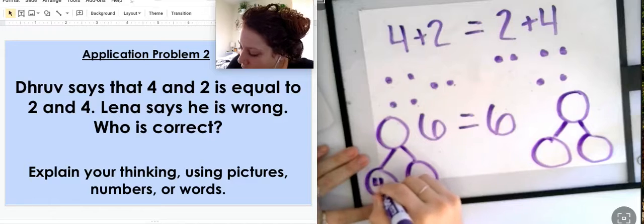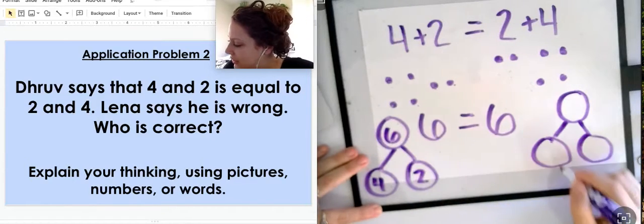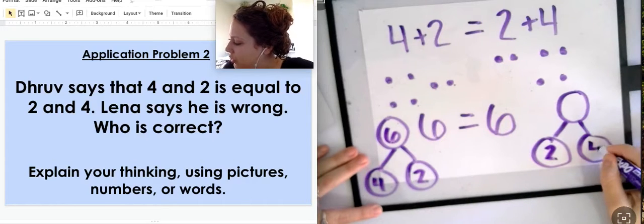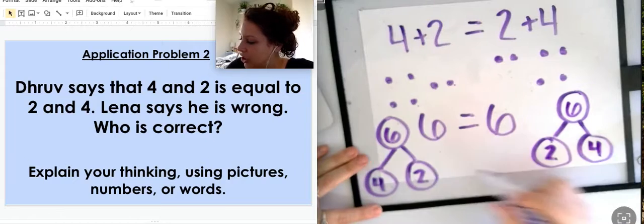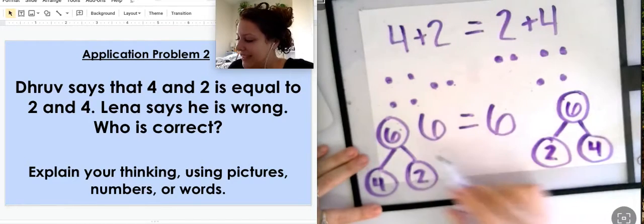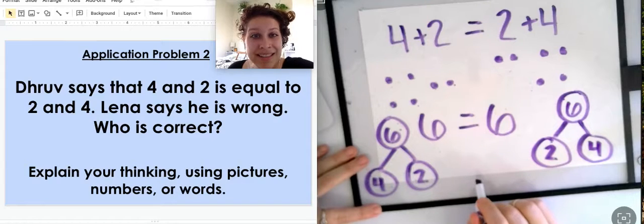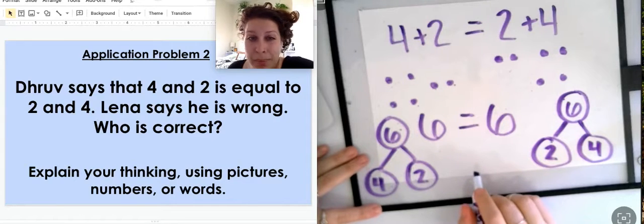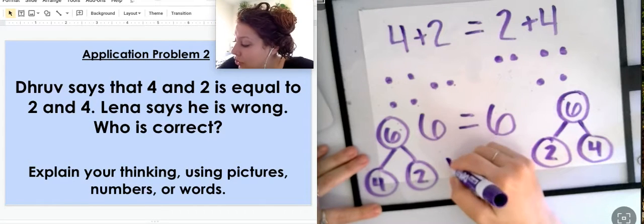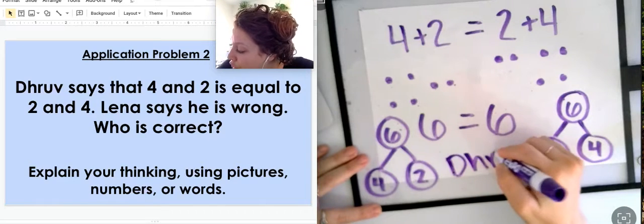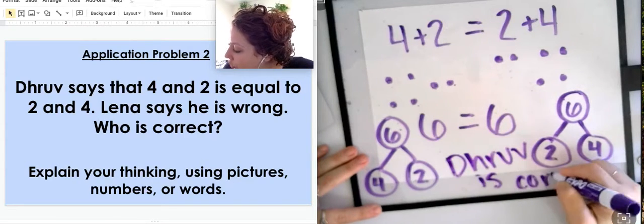So if I have 4 plus 2, I know the total is 6. And if I have 2 and 4, I know the total is 6. So I know that 6 equals 6. That's what Drew said. Lena thinks he's wrong, but Lena's wrong. Drew is right. So I'm going to write Drew is correct.